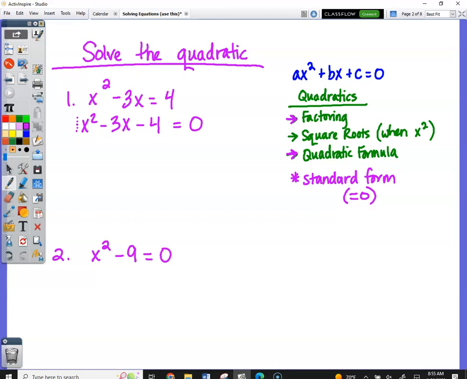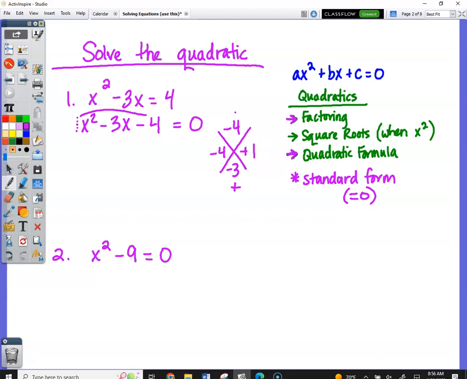All right, so A times C is -4. This little thing is just to help you organize your numbers. What multiplies to give me negative 4 and adds to give me negative 3? Negative 4 and positive 1.